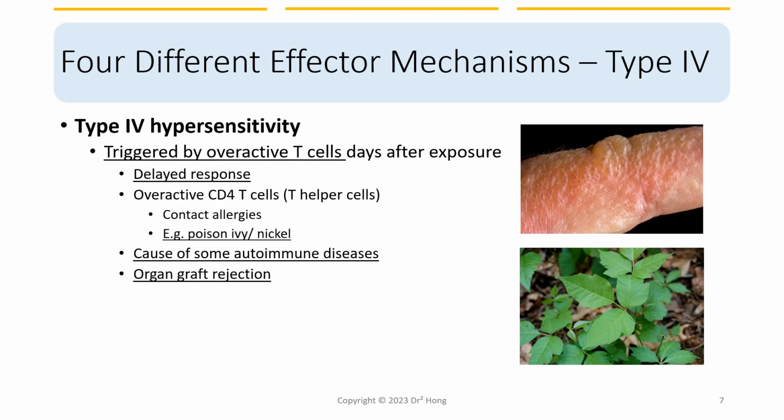Type 4 hypersensitivity is triggered by overreactive T cells. The reaction is delayed and typically develops within 1 to 3 days after exposure. For example, an allergen can chelate with a human protein and be taken up by an antigen-presenting cell, processed, and presented to T helper cells. This type of hypersensitivity is also associated with some autoimmune diseases and organ graft rejection. Examples of type 4 would be poison ivy reactions or nickel reactions.